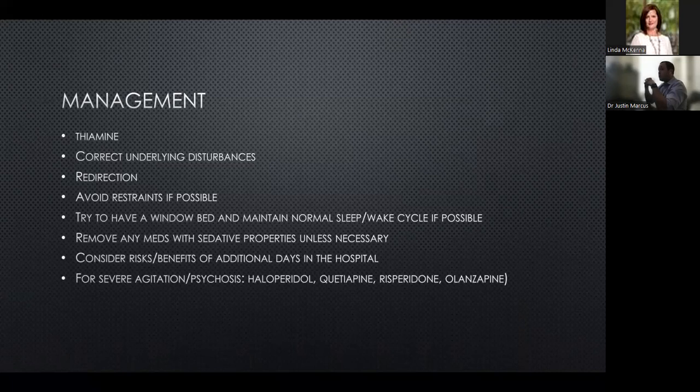You want to avoid restraints if possible. That can often worsen delirium. It can contribute to injury. It seems paradoxical, but that's what happens very frequently, unfortunately. If possible, try to have a bed at the window so they can see sunrise and sunset to help maintain a good sleep-wake cycle. Regarding the sleep-wake cycle, of course, easier said than done to get sleep in the hospital, but the more sleep they get, the better.